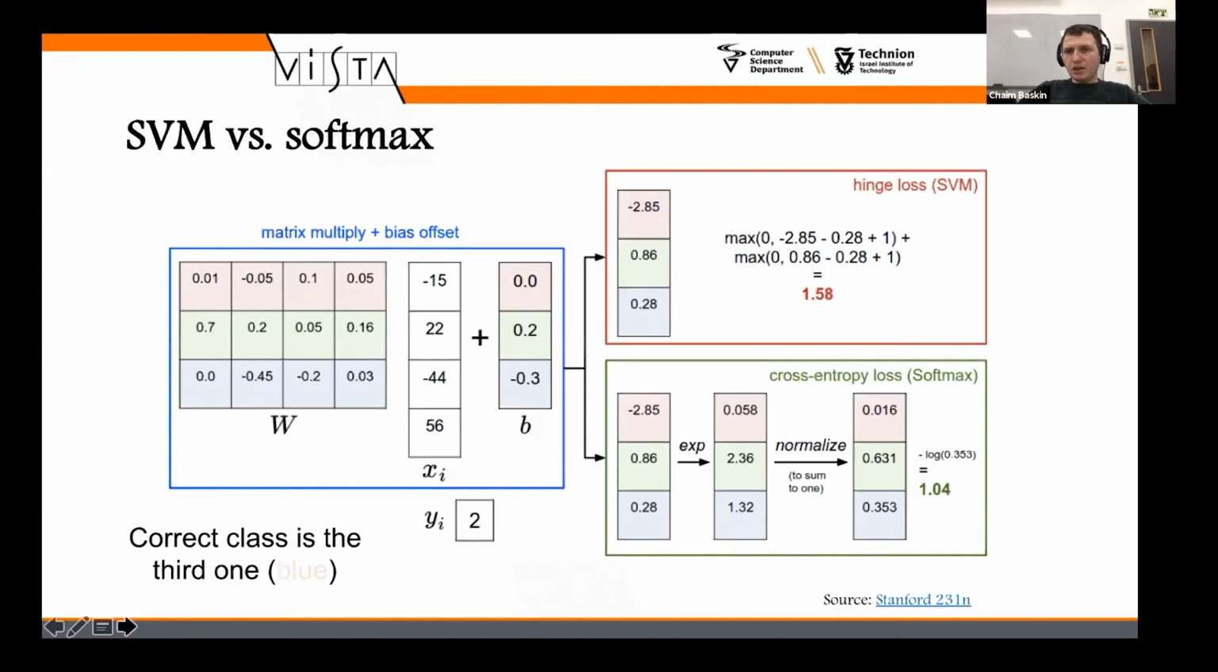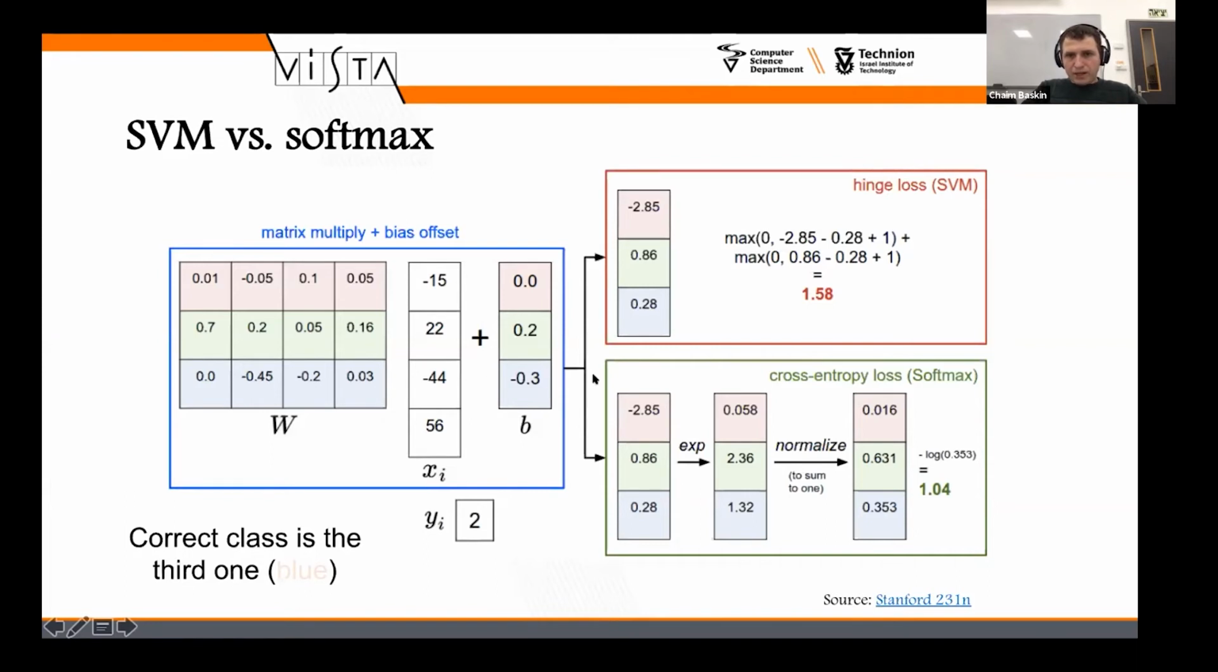Now, after this slide, we will have 2 minutes to break. So let's see an example of calculating loss. We have a matrix multiplication, and we will take two different losses. The first one is cross entropy loss, and the second one is hinge loss. We have three classes here. The correct class is the blue one.